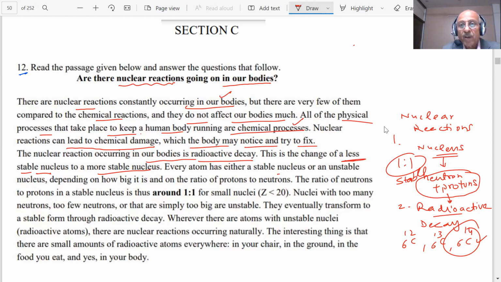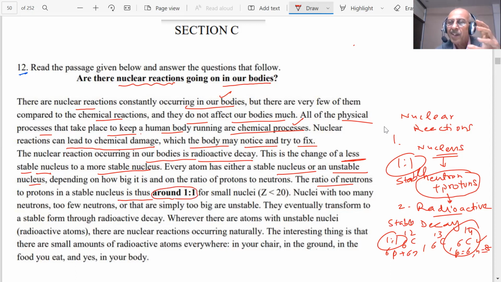Every atom has either a stable nucleus or an unstable nucleus. And you have heard about isotopes. For example, carbon has three isotopes. Carbon-12 has 6 protons and 6 neutrons, so here the proton-neutron ratio is 1:1. This is a stable isotope. But here, carbon-14, you see this has 6 protons. And how many neutrons are there? 14 minus 6, 8. So this ratio is not 1:1. This is not a stable isotope. So the ratio of neutron and proton in a stable nucleus is around 1:1.